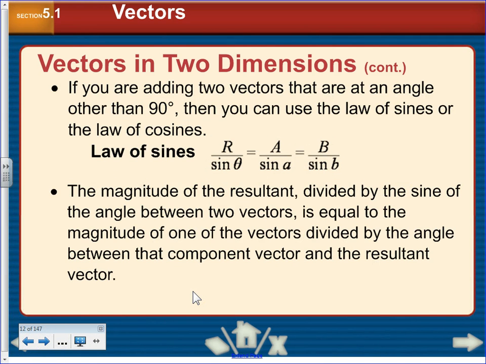What happens if the vectors are not at right angles? We could use the law of sines. Law of sines basically says that there's a consistent ratio. If you take the length of the hypotenuse and put it over the angle, it's not really a hypotenuse because we don't have a right angle, but if you take the longest side and put it over the sine of the longest angle, it's going to equal the same as the length of A over the sine of its opposite angle, or B over the sine of its opposite angle. Works out that way. It's pretty easy.